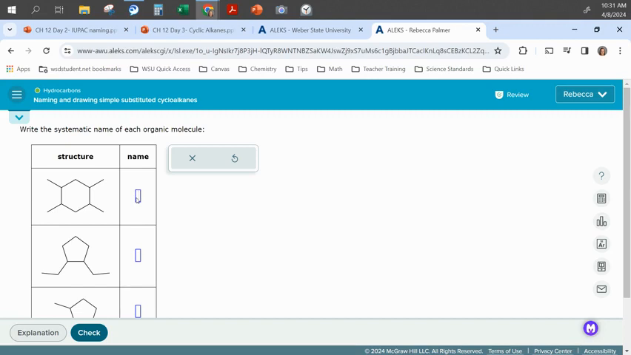Okay, so the parent structure is cyclohexane. Make sure to put cyclo or it will mark it wrong, and I cannot give you partial points for not putting cyclo. Okay. All right, so then we just have to figure out the best way to number this.